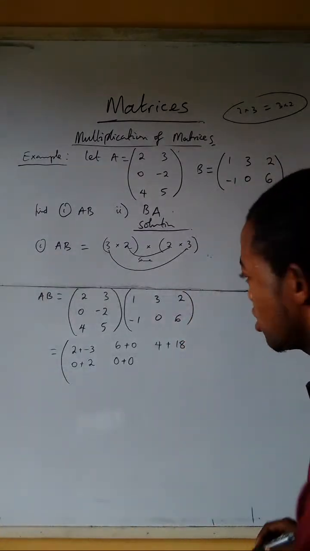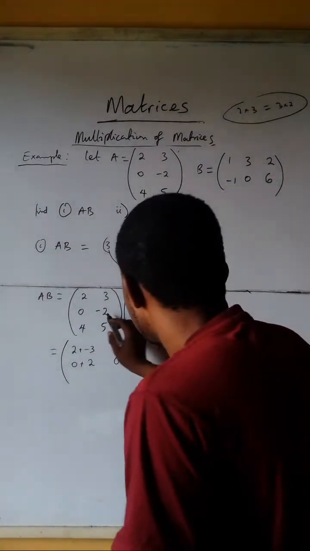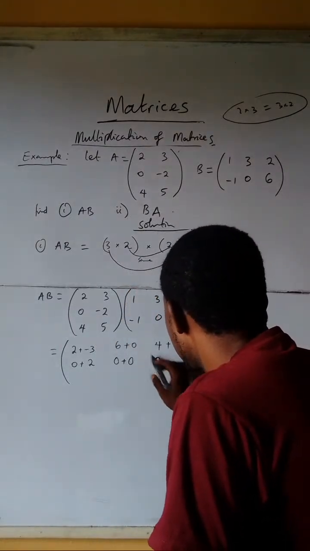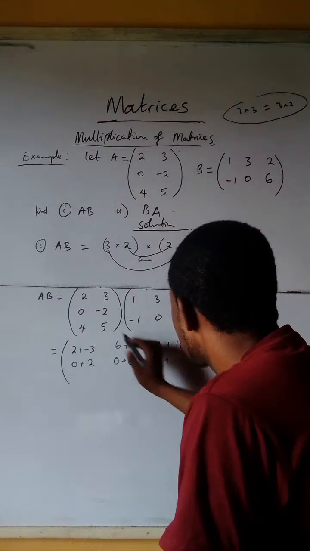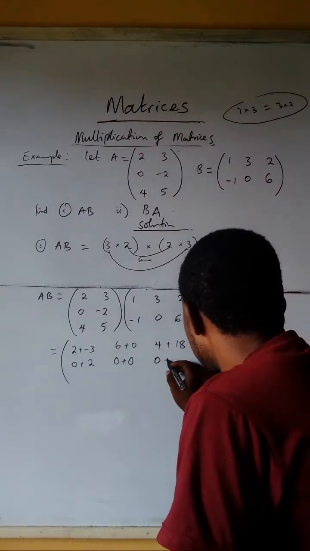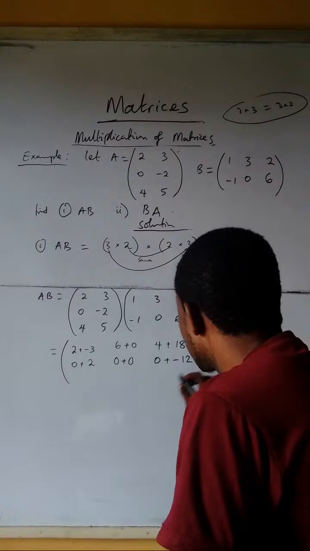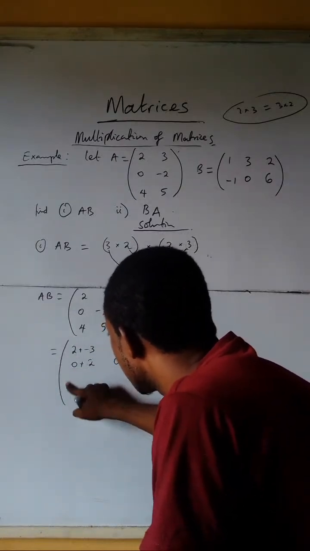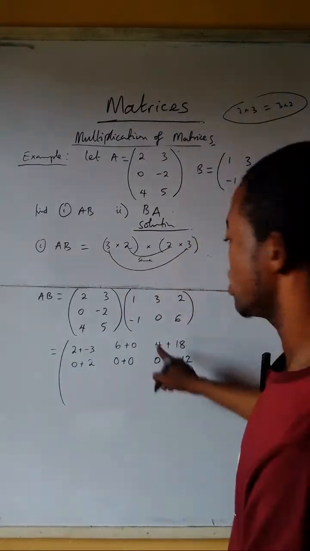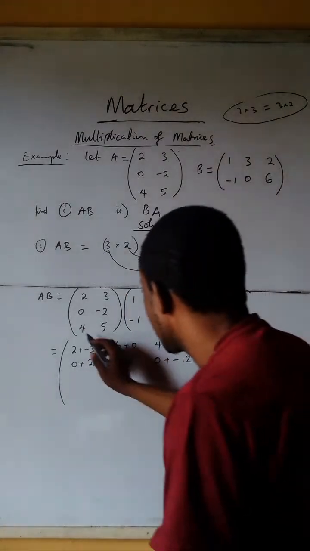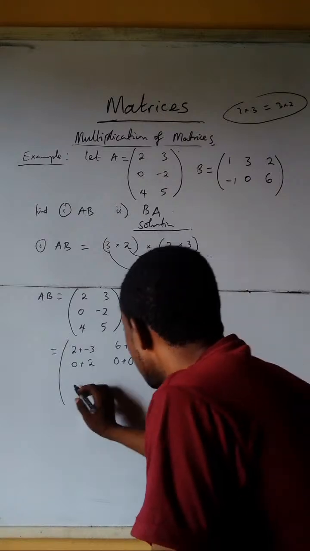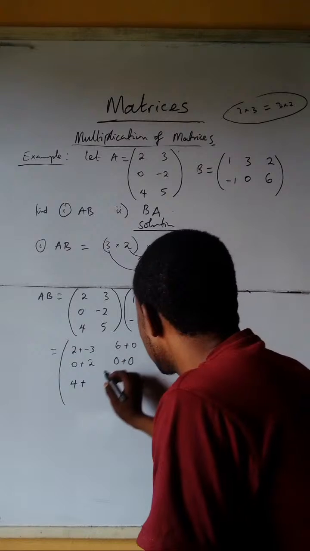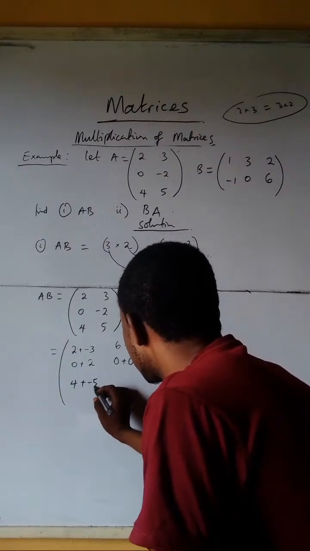Then we go to the next column using the same rule. So 0 times 2 here, that's 0. Then plus minus 2 times 6, that's minus 12. Then we have the next row here now. We do the same thing. That's 4 and 5. Then 4 times 1, that's 4. Then plus 5 times minus 1, that's minus 5.